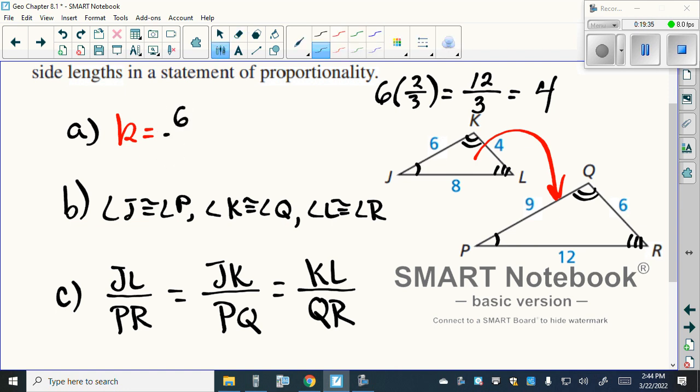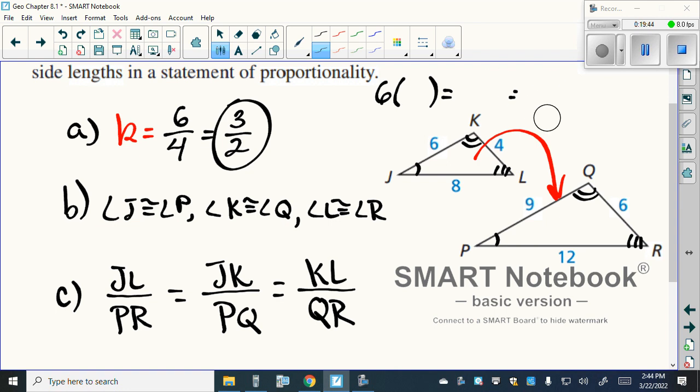Exactly. Which would be 3 over 2. Okay. So let's try this again and see if we get the correct amount. Now this time 6 times 3 is 18. And 18 divided by 2 is? Which is what we wanted, yes? Because the 6 connected to the 9.